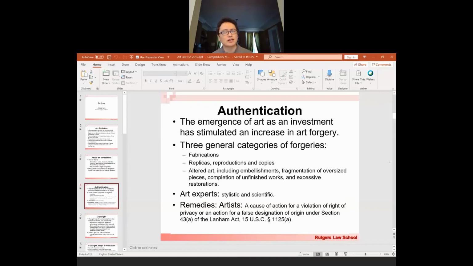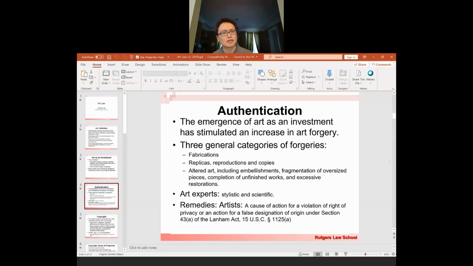So there are three general categories of forgeries: fabrications; replicas, reproductions, and copies; and altered art, including embellishment, fragmentation of oversized pieces, and completion of unfinished works and excessive restorations. Fabrication means it deceptively makes art with an intent to deceive us, the buyers, and acts like this is an authentic work made by a certain famous artist. Replicas, reproductions, and copies, as it means, is actually reproducing master works again and then selling them.